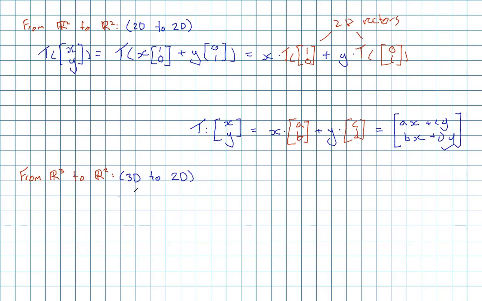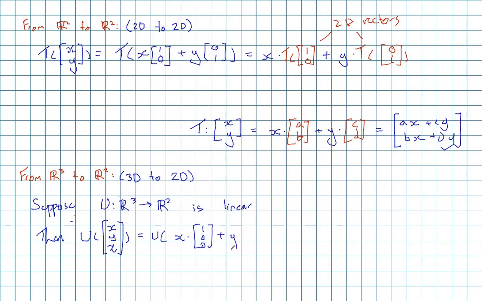Okay, so last one, I promise. 3 dimensions to 2 dimensions. Just like before, we're going to split the vector up, but this time we have a 3-dimensional vector instead of a 2-dimensional vector. So, let's just firstly use a different letter. Suppose U is a linear transformation from 3 dimensions to 2 dimensions. Well, then U of some 3-dimensional vector (x, y, z) is going to be the same as U of x times (1, 0, 0) plus y times (0, 1, 0) plus z times (0, 0, 1).